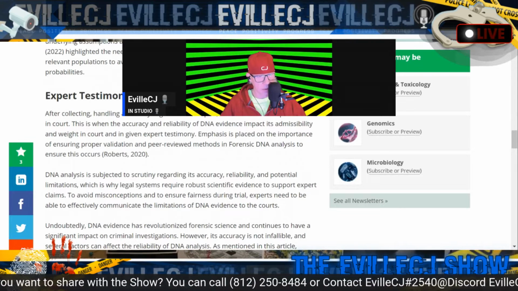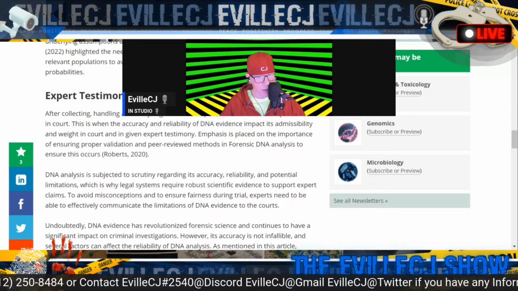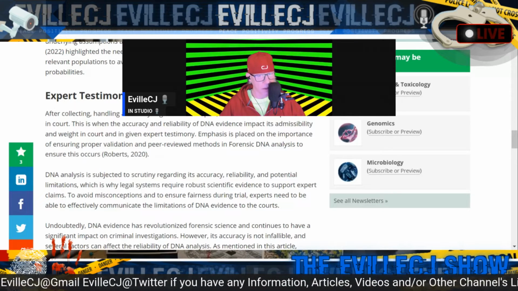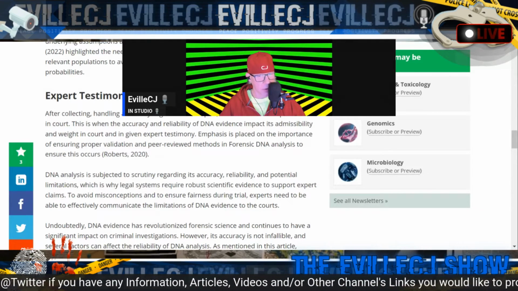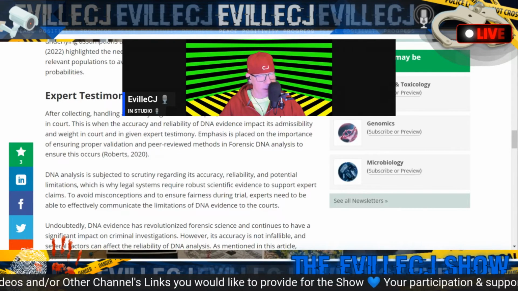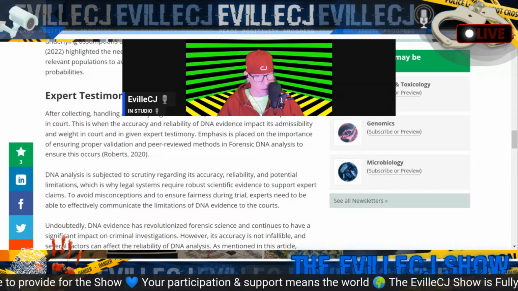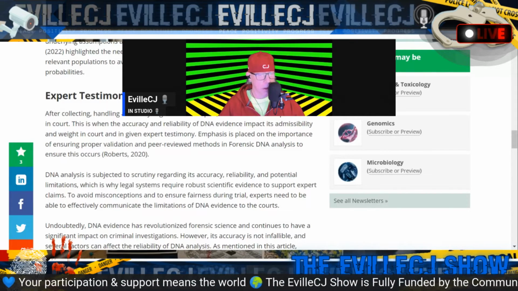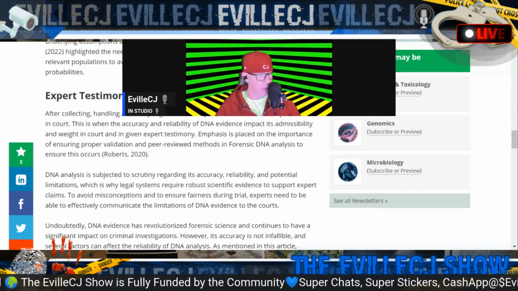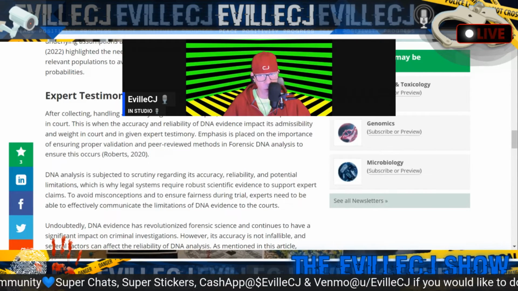DNA analysis is subjected to scrutiny regarding its accuracy, reliability, and potential limitations, which is why legal systems require robust scientific evidence to support expert claims. To avoid misconceptions and to ensure fairness during trial, experts need to be able to effectively communicate the limitations of DNA evidence to the courts.